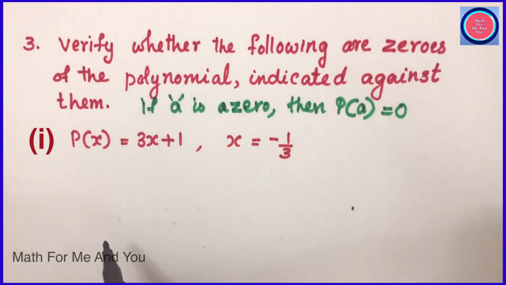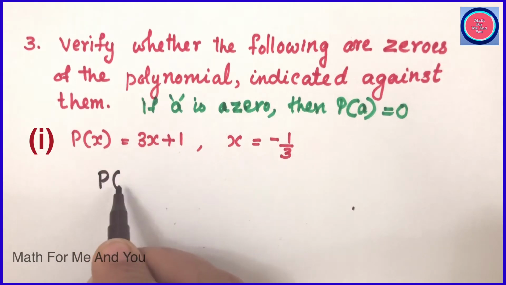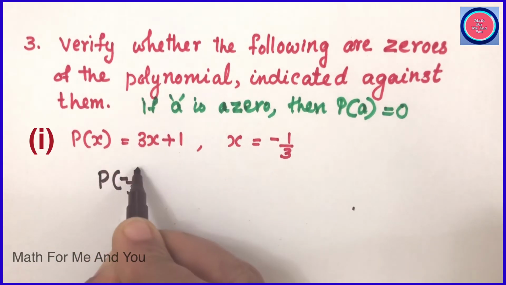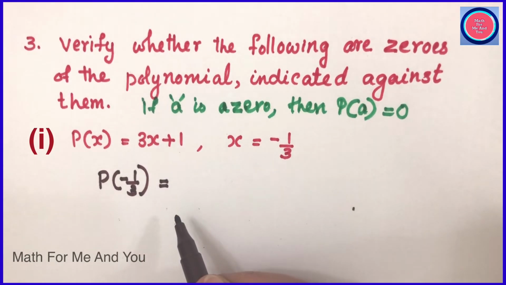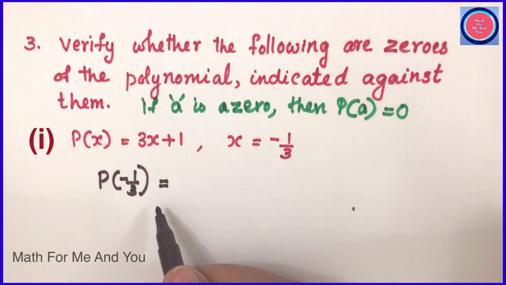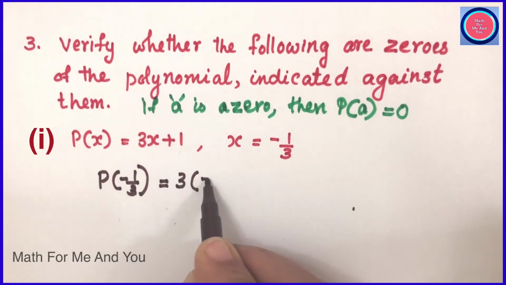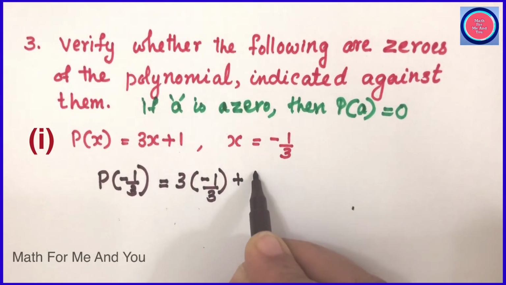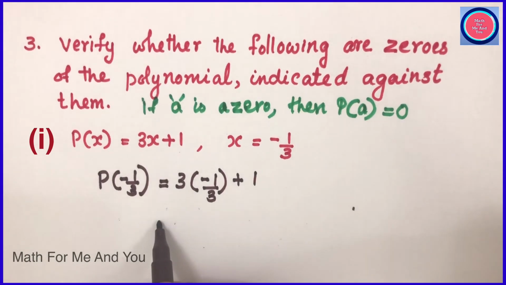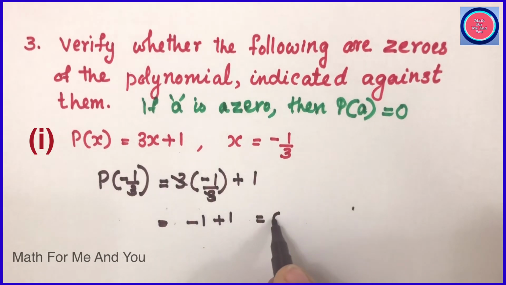The given polynomial is P of x equals 3x plus 1 and the value given is minus 1 over 3. We are going to check whether P of minus 1 over 3 equals 0 or not. How to check? We replace x with the given number minus 1 over 3. Then what do we get? 3x becomes 3 times minus 1 over 3. After that plus 1, 3x plus 1. And the 3 in the numerator and denominator we can cancel. So we get minus 1 plus 1. How much is it? It is equal to 0.